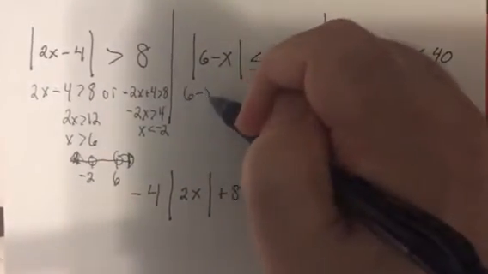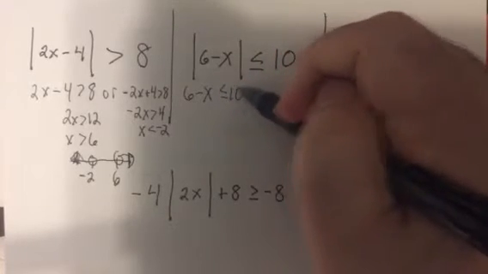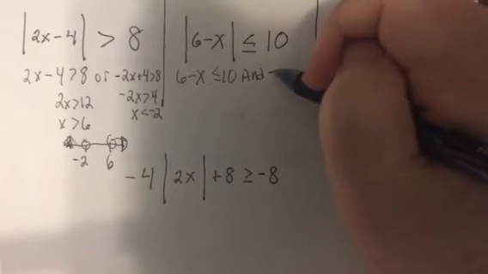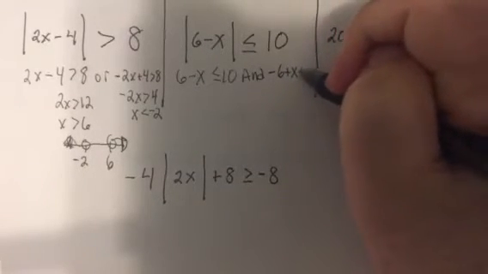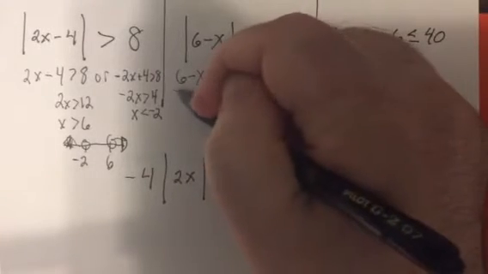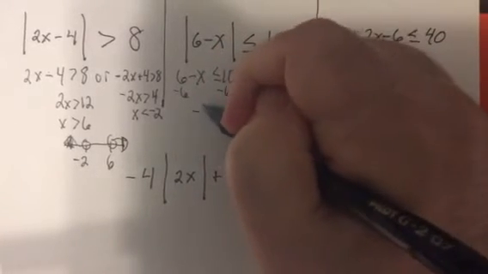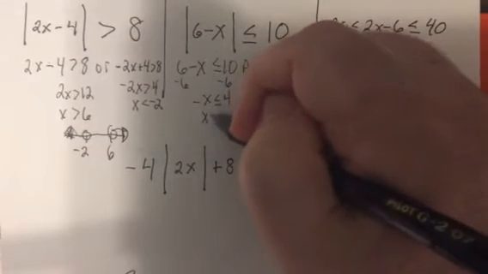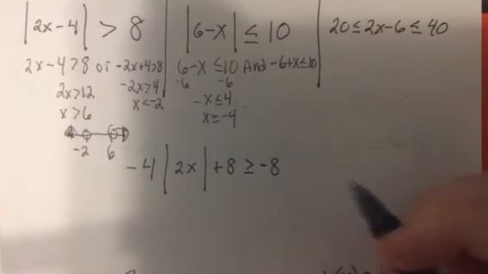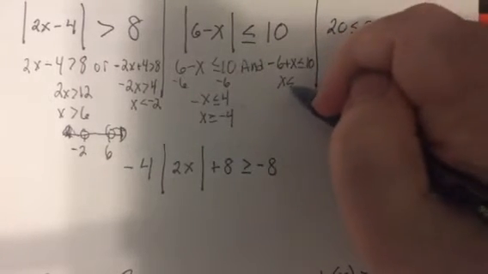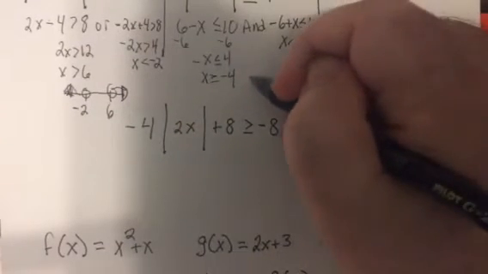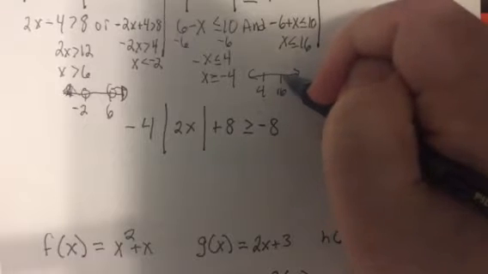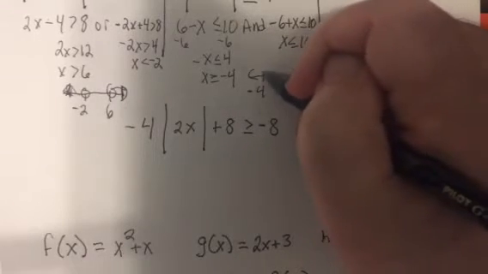So here we go. 6 minus x is less than or equal to 10, and the opposite. So I subtract the 6. So negative x is less than or equal to 4. Then take the opposite. So x is greater than or equal to -4. Then you add 6. Hey, that's pretty neat. So it's everything between -4 and 16. I keep forgetting to put the negative.